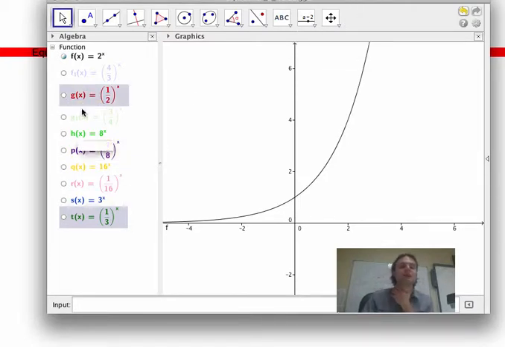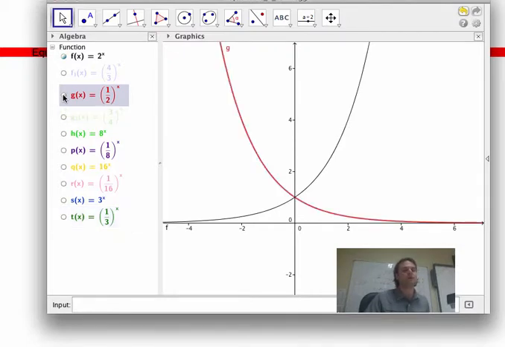In each of these, the b value has changed. First, let's take a look at this g of x. g of x says 1 over 2 to the power of x. So I plug that in, and it looks like that. The first one is 2 to the power of x. Look how it increases. At 0, it is 1, and then it increases. Here at 0, it is still 1, but this one decreases.